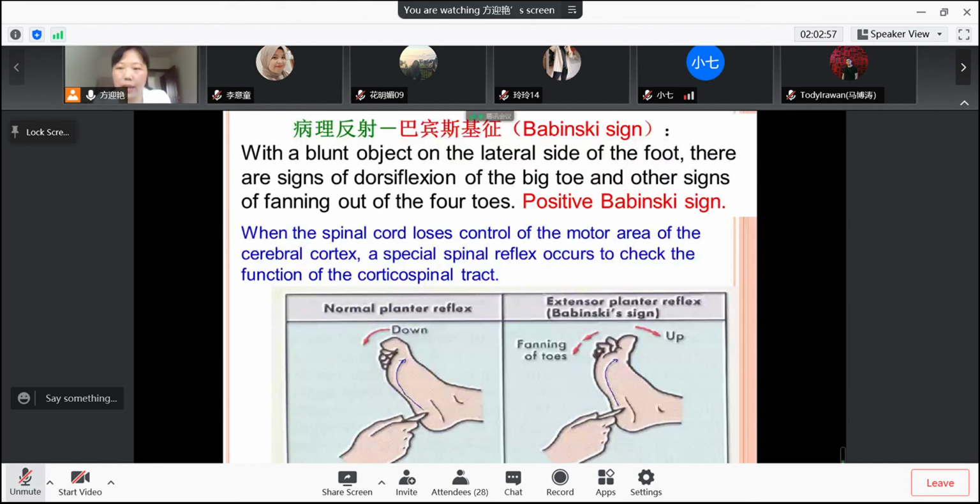Okay, I understand. If you know what normal looks like, you can do it by yourself. At home, you can do this test on your family members and observe their response. Normal is like that. But if it shows this, it may mean a positive Babinski sign, which means some disease, mainly a nervous system disease.